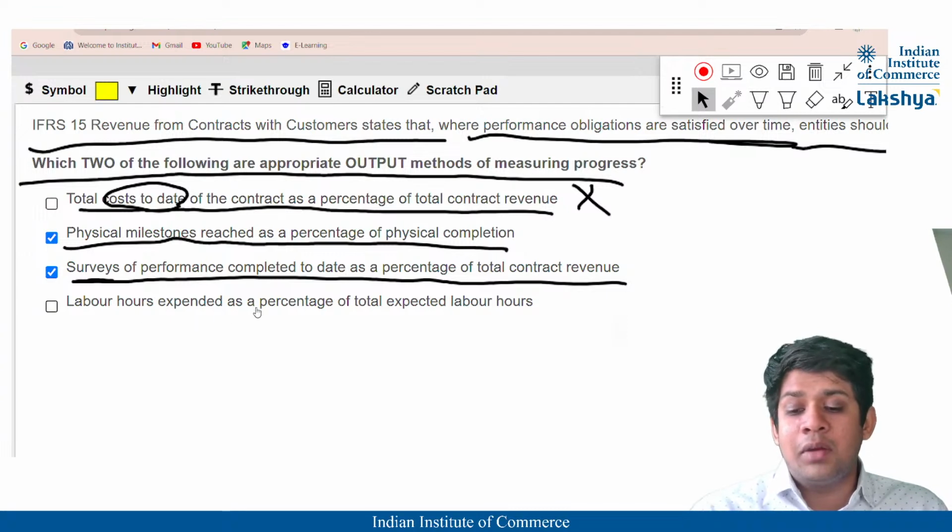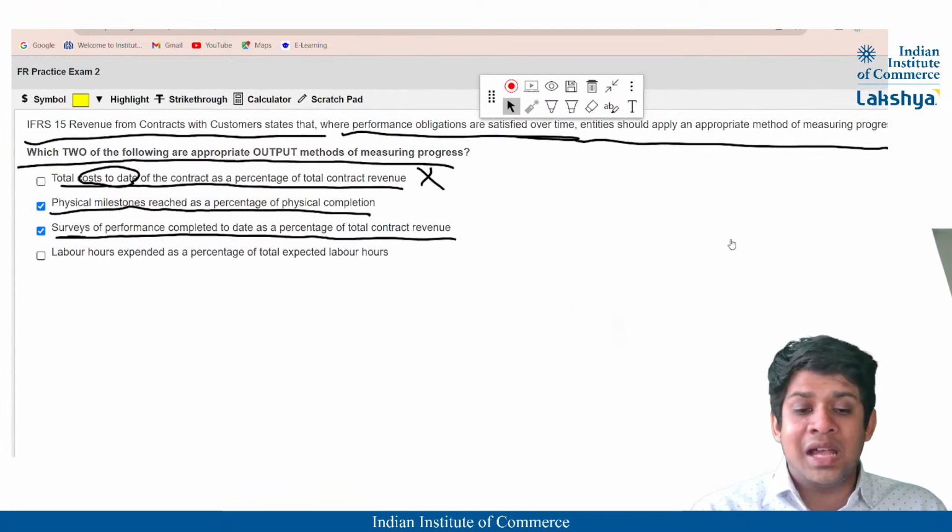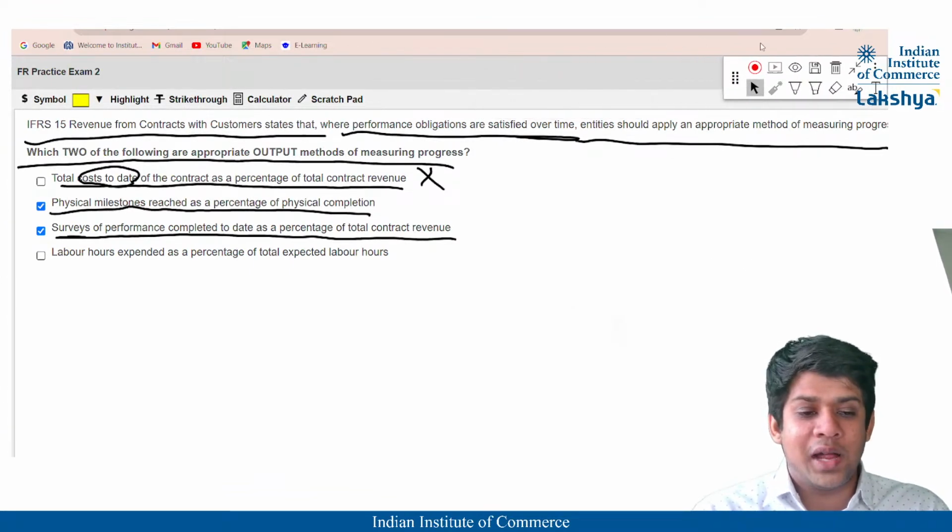And lastly, labor hours expended as a percentage of total expected labor hours. This is technically calculated through the input method because it is the cost that is incurred and that is going to be incurred at a future date that we are considering. Okay. So it will be option B and C most probably. I hope I get it right.